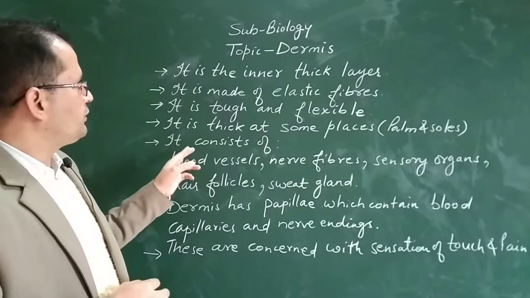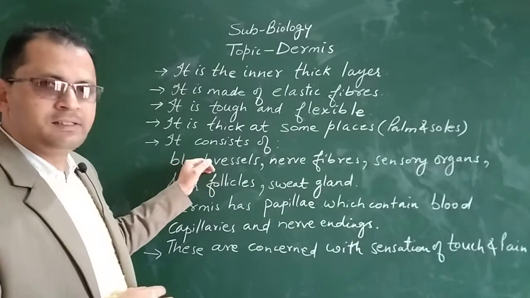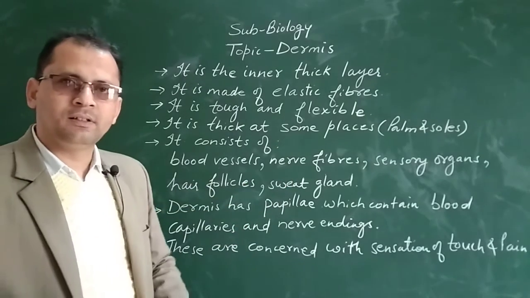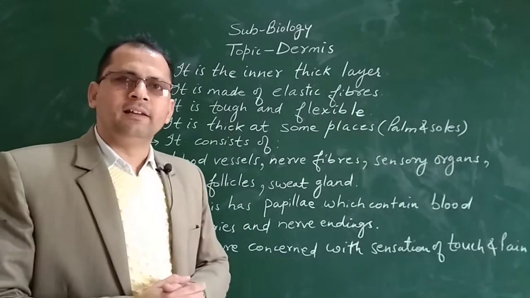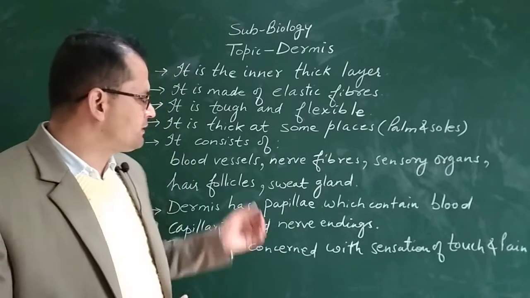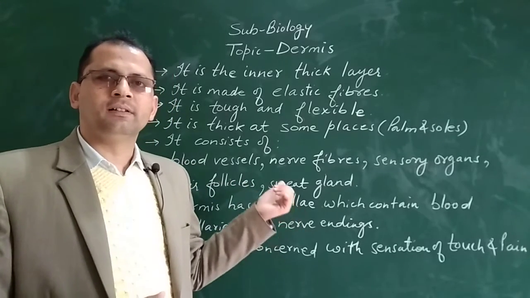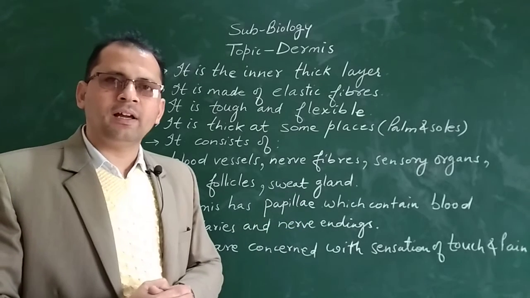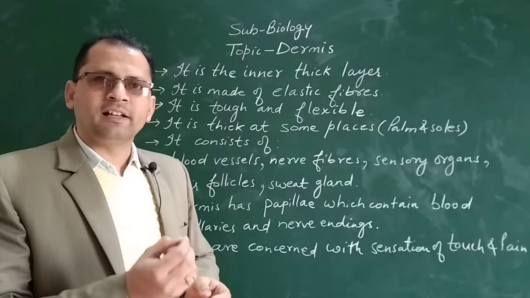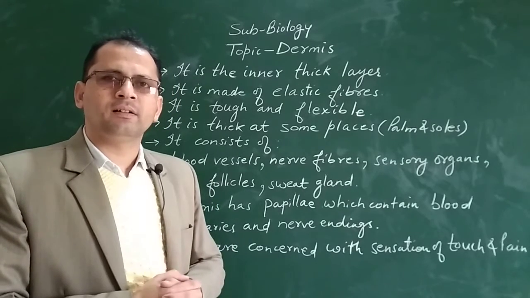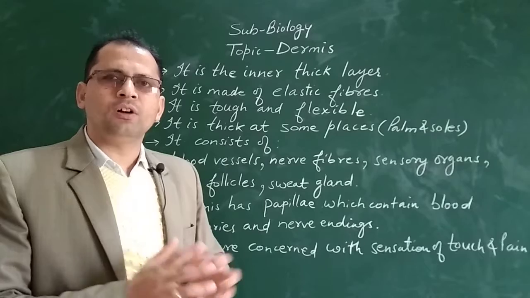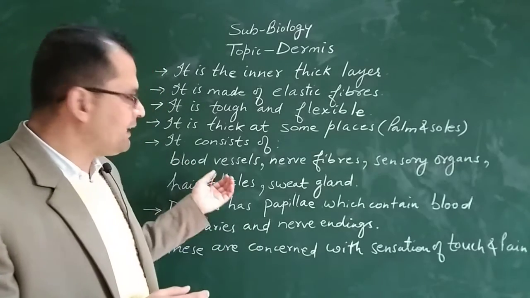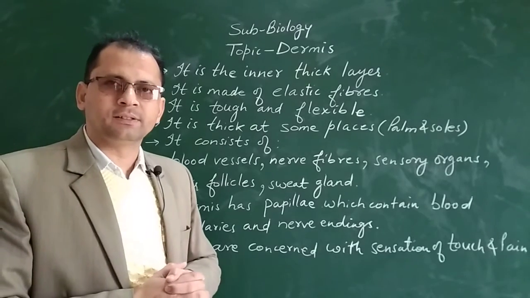Next, this dermis consists of blood vessels, nerve fibers, sensory organs, hair follicles and sweat glands. You would have noticed that in the case of the epidermis, we have not discussed any of these parts because these components are missing in the epidermis. That's why I told you that whenever we get pricked with a pin or any sharp object in the epidermal layers, we do not have any sensation. Also the blood does not come out because it lacks all these components.